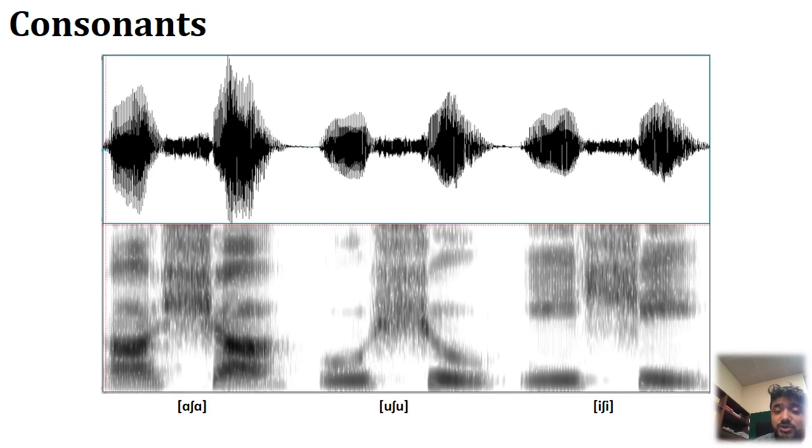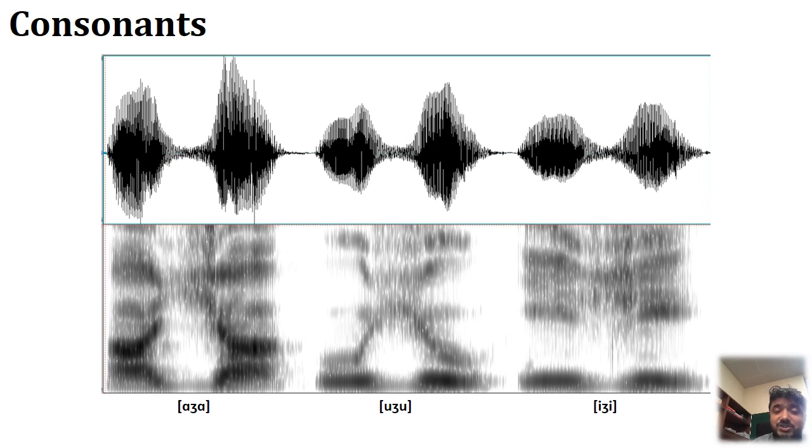You have a sha, ushu, ishi, and sha is very easy to detect. It's like around 2000 hertz location from where the noise starts. It is again a strident. The noise has a lot of energy, but not as much energy as the voiced version, the ja of it. And this is the ja, aja, uju, iji. But again, in this case, you don't see a lot of it, because probably the neighboring vowels were very high. But in many cases you will see a very high voicing here, and you see the voicing bands.